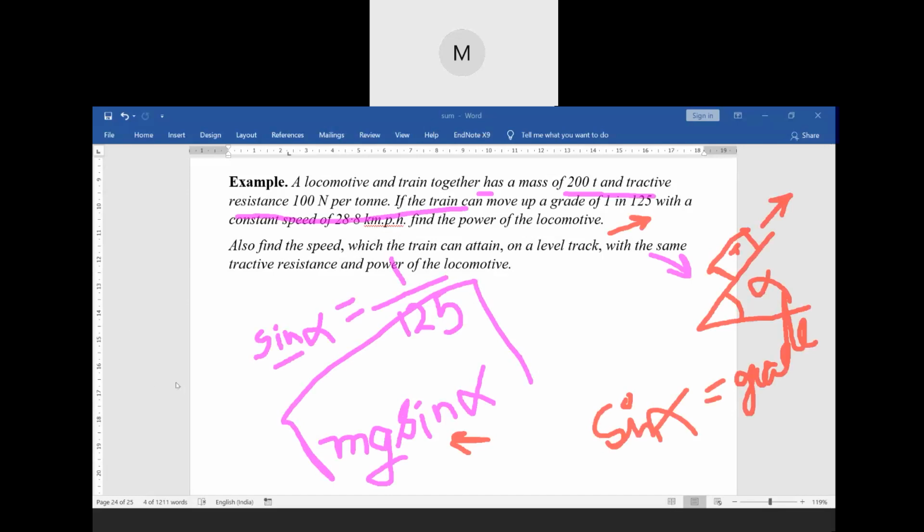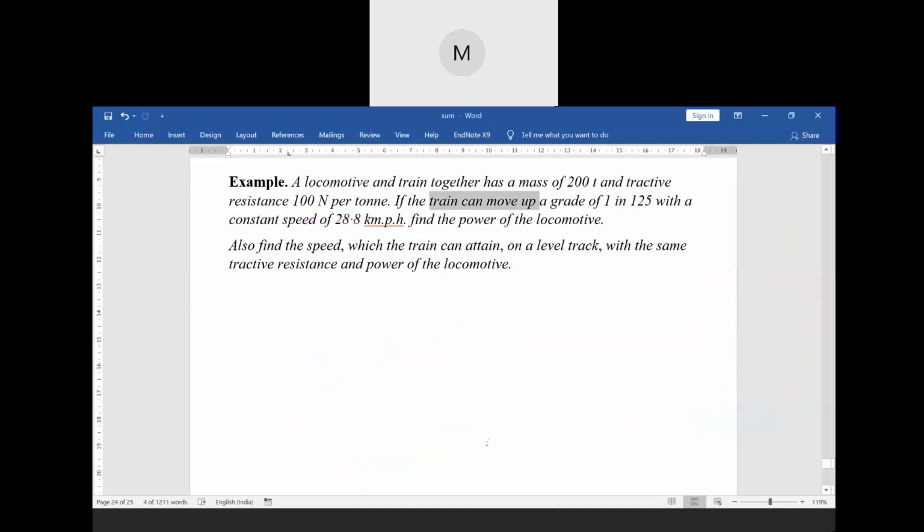How much will m be? 2000? Or 200. Very good. M is 200, okay? Because you have to find out the mass, no? So m is 200, g you all know, 9.8, and sin alpha means 1 by 125. Just find it out and tell me how much answer you got.